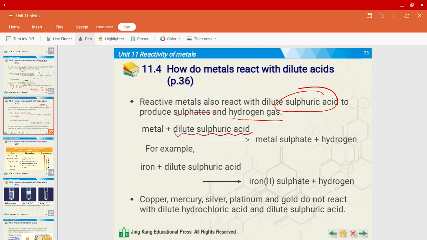Let's look at one example. Iron, when it reacts with dilute sulfuric acid, you would get iron 2 sulfate plus hydrogen gas. Again, because we're using sulfuric acid, the salt you get is sulfate. So please do not mix up the names. The salt's name comes from the acid.